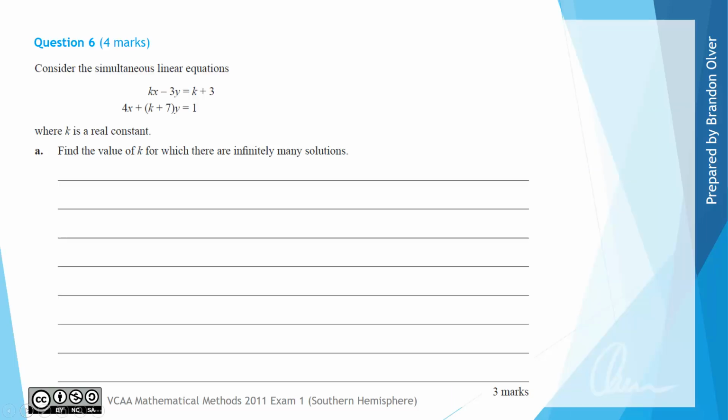For question 6 we're asked to consider the simultaneous linear equations as shown, where k represents a real constant. For part A we're asked to find the value of k for which there are infinitely many solutions. If there are infinitely many solutions, we can represent that on a graph where one line will be exactly identical to a second line, which I'm just dotting on in orange. So that means the two criteria for infinitely many solutions are the same gradient and the same y-intercept.